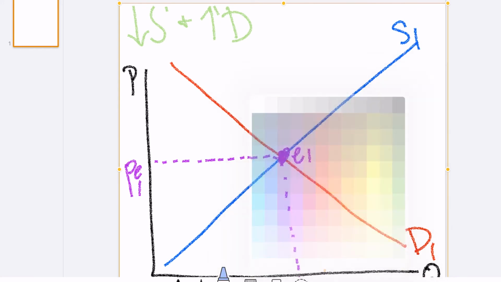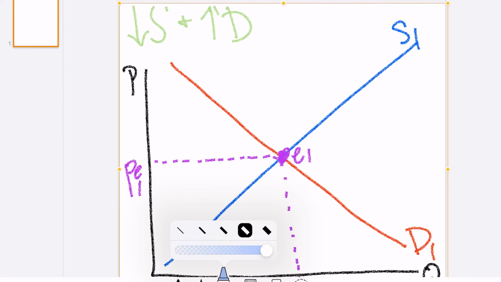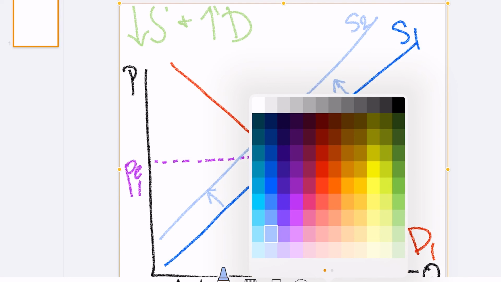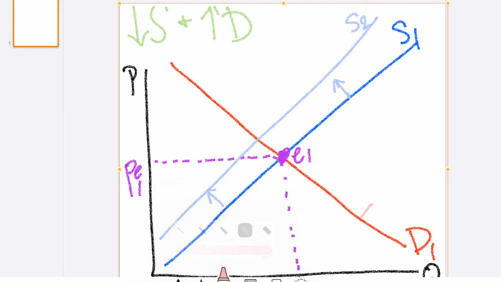So first I'm going to decrease supply. Remember, a decrease in supply is always a shift to the left, or a decrease in general is always a shift to the left. So I'm drawing my arrows to the left of my old supply, and then I'm drawing my new S2. All right, and then I'm drawing my increase in demand, which is going to be a shift to the right. So I'm drawing arrows to the right of my old demand, and I'm going to draw my new line. I'm going to call it D2.